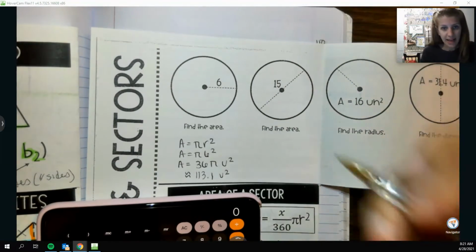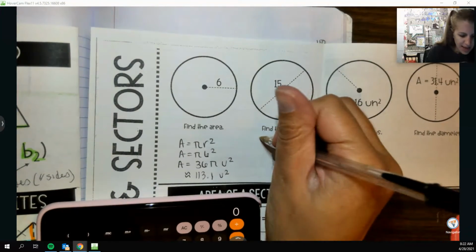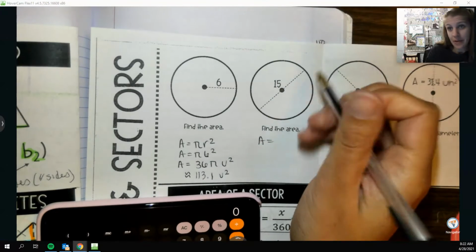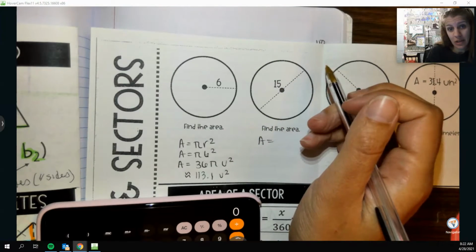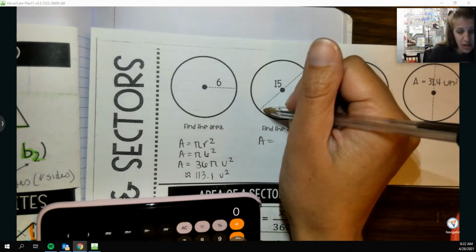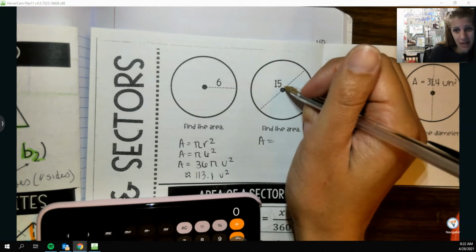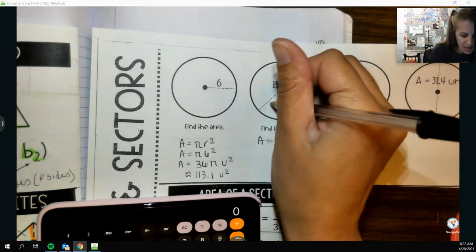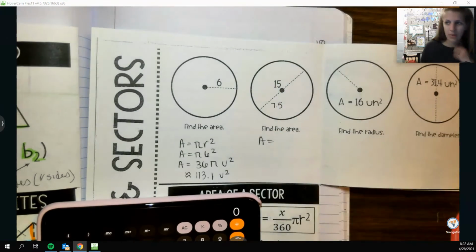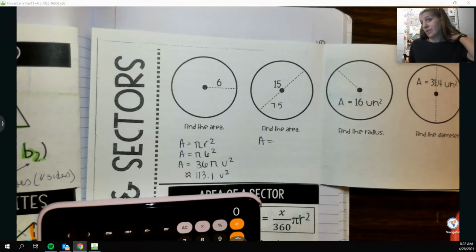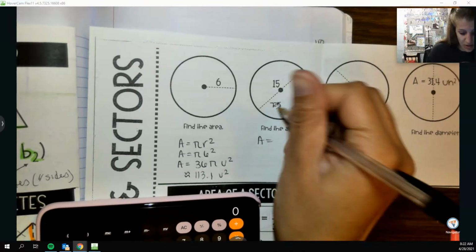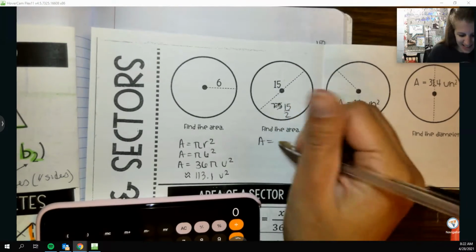Okay. On that next one, find the area. That one I don't think they're showing me the radius. They're showing you the full diameter. So the diameter is double the radius, which means your radius is half the diameter. So half of this is going to be 7.5. Super yuck. Let's do 15 over 2. I can't even do it. I can't. 15 over 2.